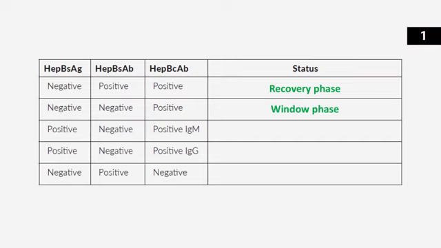Next one, positive surface antigen and positive core IgM. That's going to be acute disease. Next one with a positive core IgG. That's going to be chronic disease. And the last one with positive surface antibody only. That's going to be a patient who has been immunized.